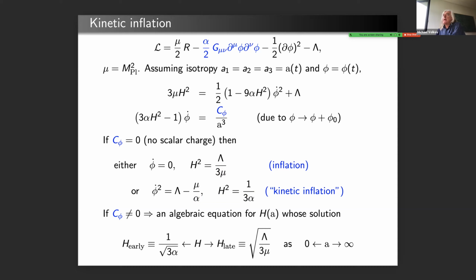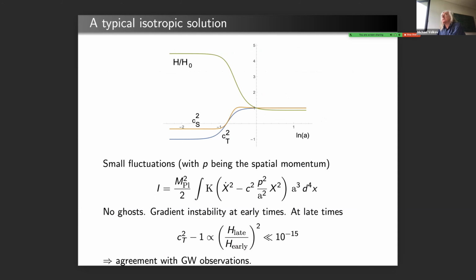If it's not 0, then the solution of these two equations interpolates between the kinetic inflation in the past and the usual inflation in the future. And so the solution is something like this. The Hubble is large and constant in the past, and then it decreases and becomes constant and small in the future. So you have a primordial inflation here, and then the late time actual inflation in this region.